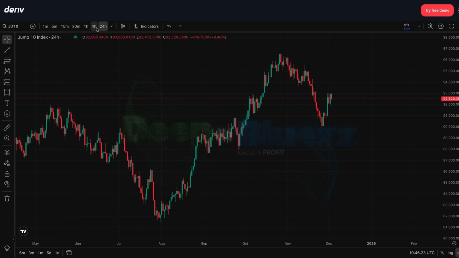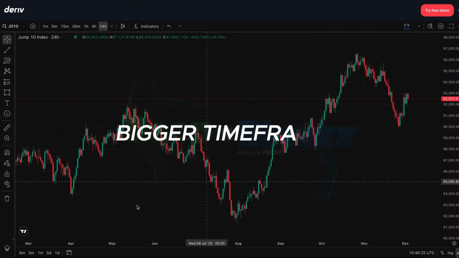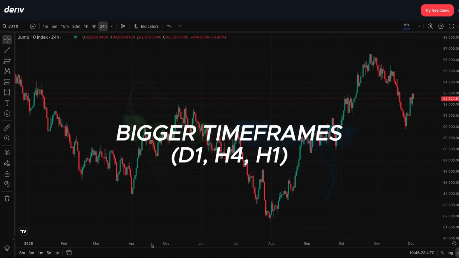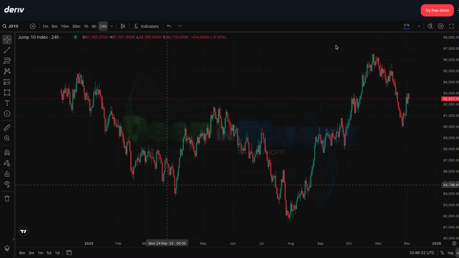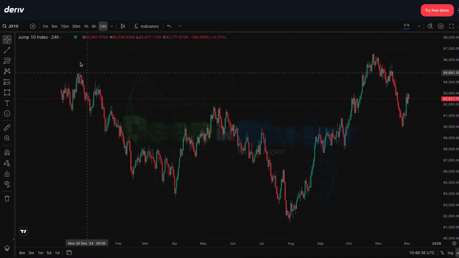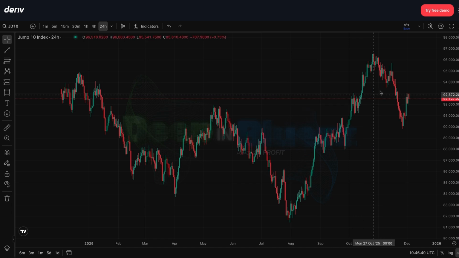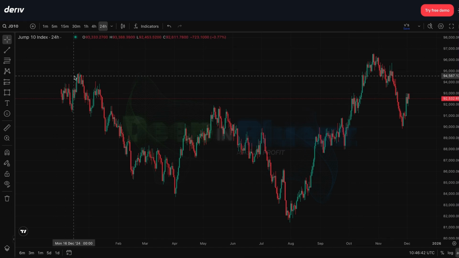First, we want to go to the higher time frame, which is the 24 hours time frame. The 24 hours time frame is the daily time frame, as we all know. The first thing we want to check is the direction of the market. The direction of the market here, as you can see, is a buy market. You might be asking, how is it a buy market?